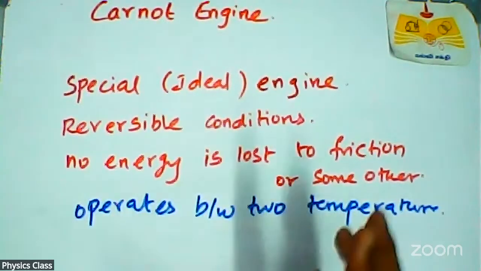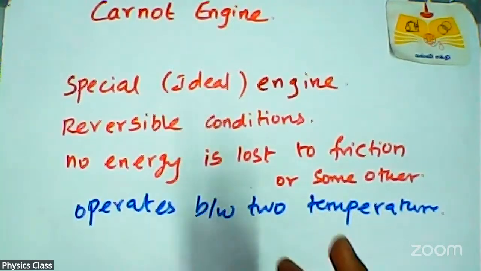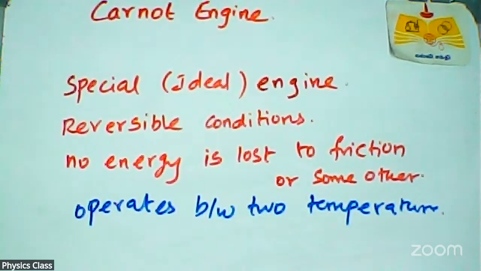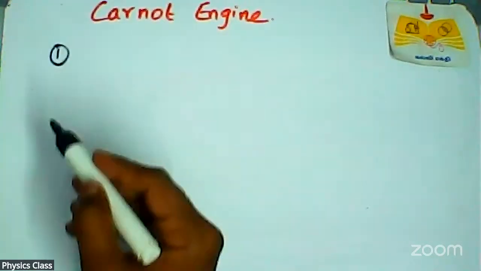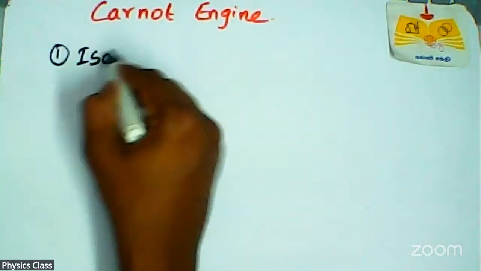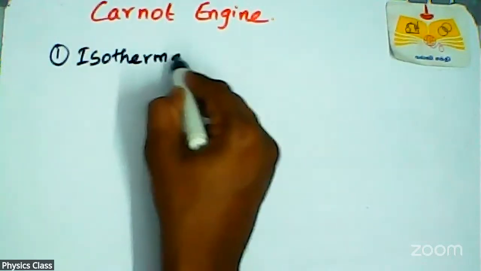So the Carnot engine operates on the Carnot cycle, which consists of four reversible processes. What are the processes? First process, that is step 1, isothermal expansion.